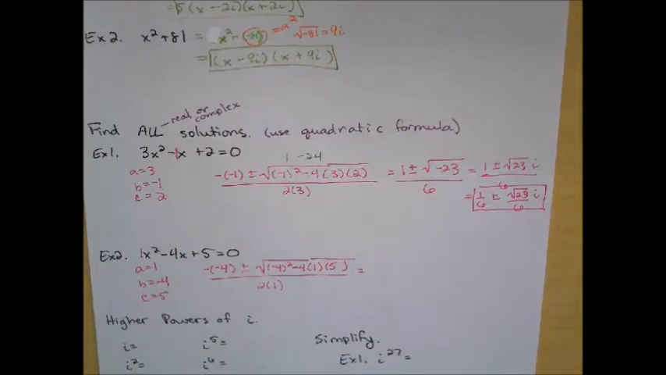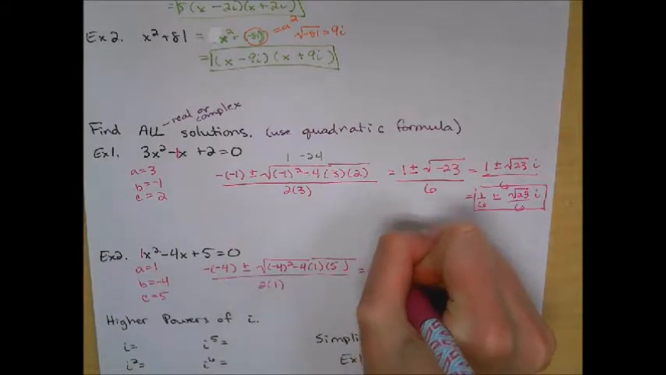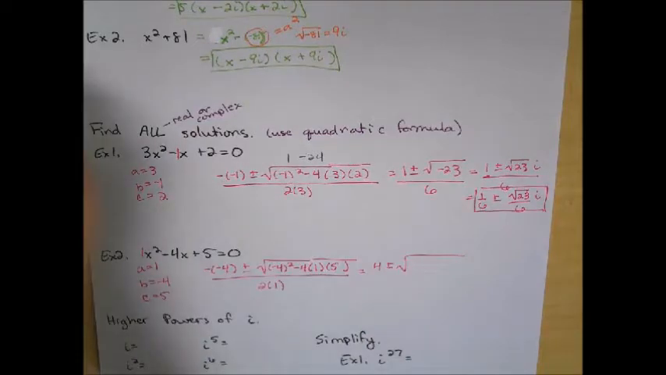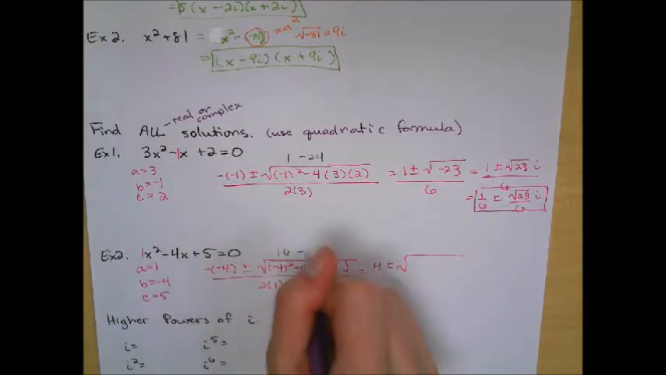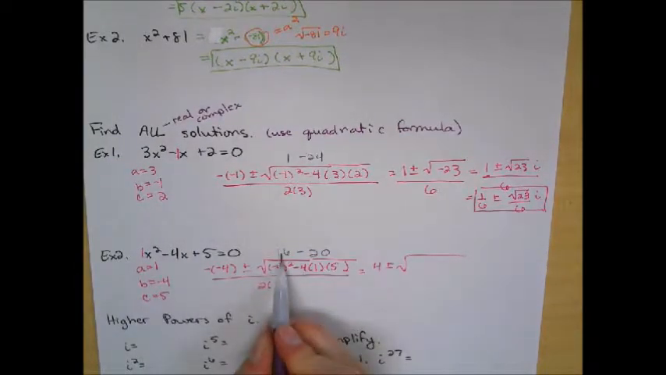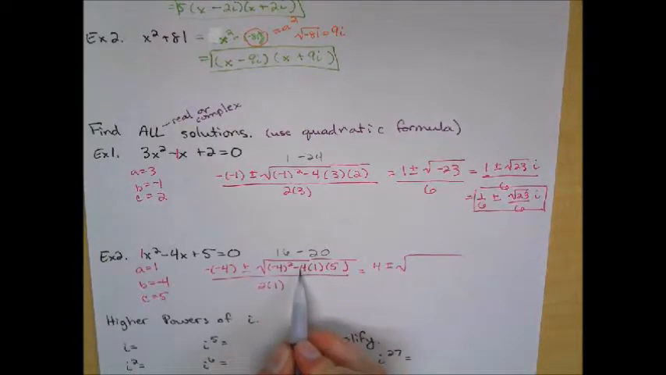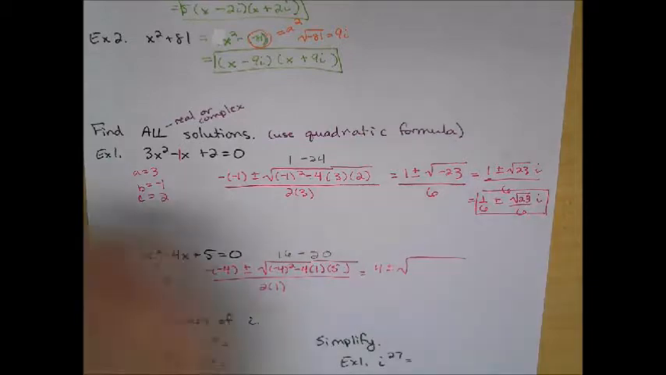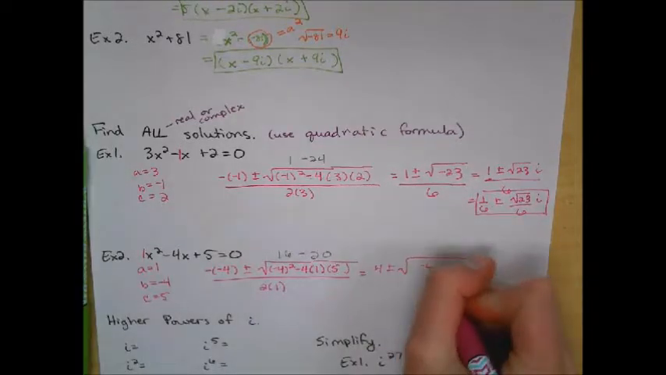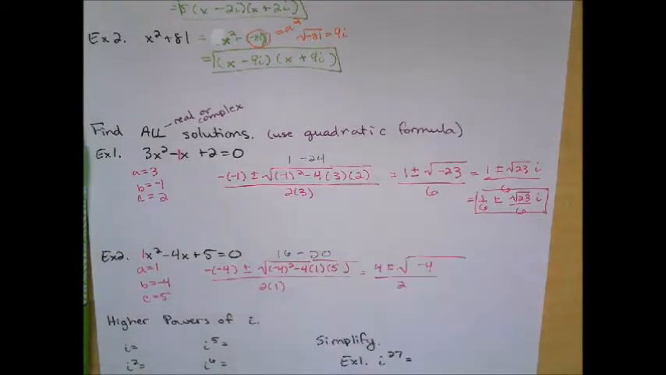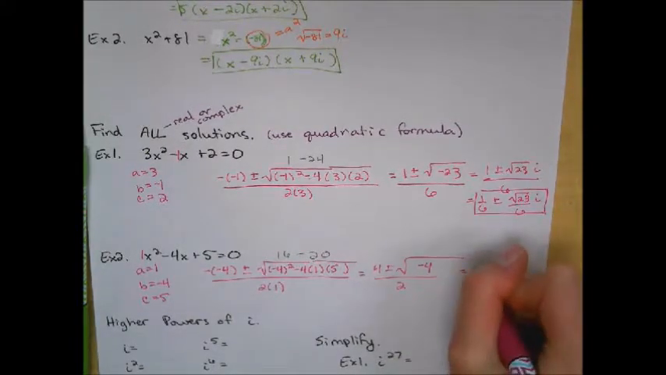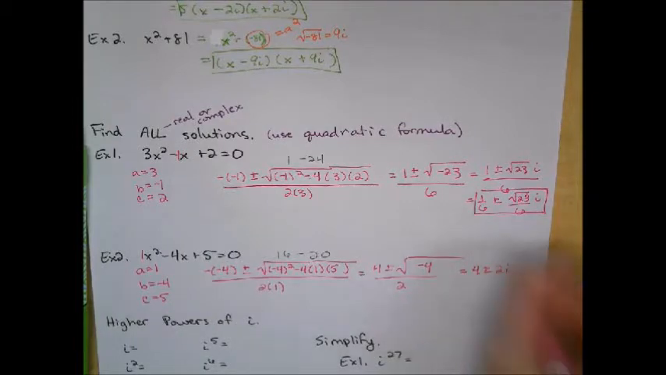We're going to simplify now. 4 plus or minus the square root of 16, and then a negative times a positive is a negative, so that's a negative 20. That gives me the square root of negative 4 over 2. From 12.4, I know how to simplify this. It is 2i.